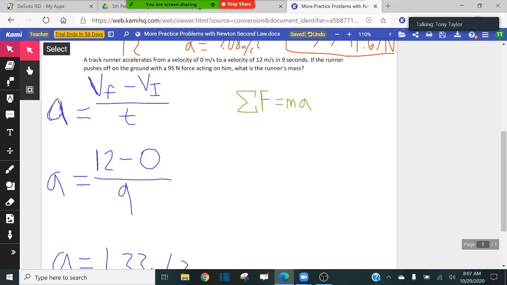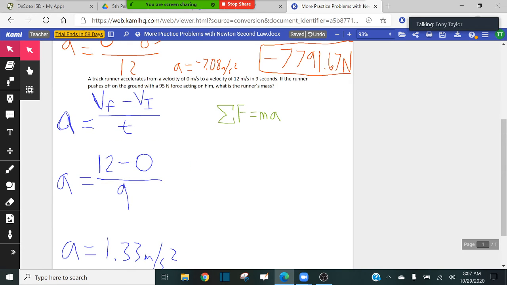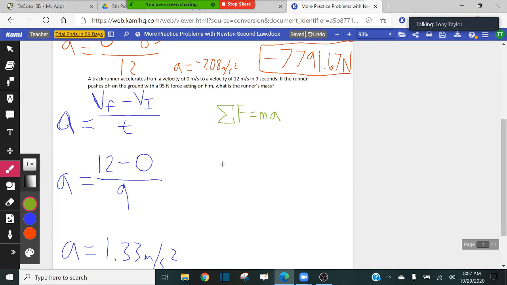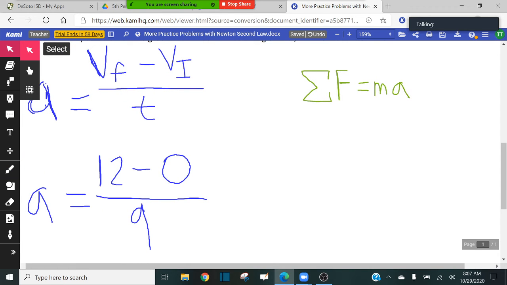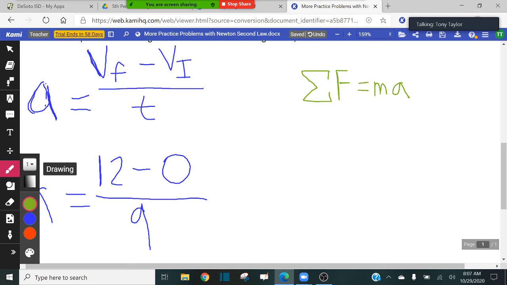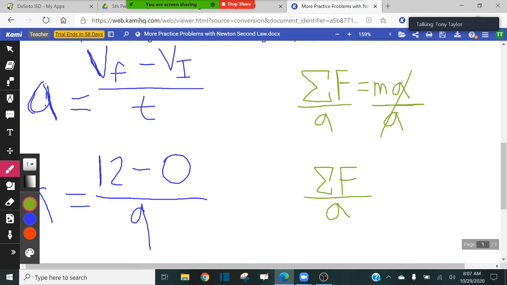Now, guys, we have everything we need to solve for the mass of this runner. So if I take this equation here and rearrange it to get m by itself, remember how to get m by itself. You're going to have to divide this side by a. That goes away. Whatever you do to one side, you have to do to the other. So I'm just left with the sum of my forces divided by my acceleration is equal to my object's mass.